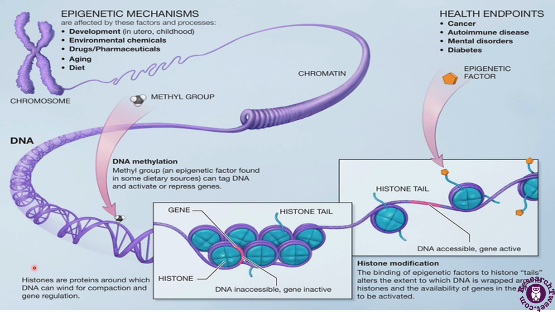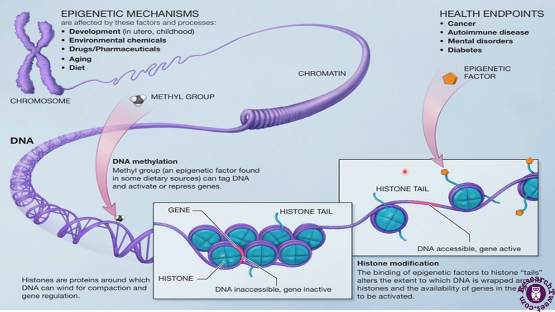Histones are the proteins around which the DNA can bind for compaction and gene regulation. So this is a gene and this is a histone and this is a histone tail, and the DNA is inaccessible, gene inactive. The next part is the histone tail. What is happening is there is a histone modification which takes place. There is a binding of epigenetic factors to histone tails which alters the extent to which the DNA is wrapped around histone, and the availability of the genes in the DNA to be activated.